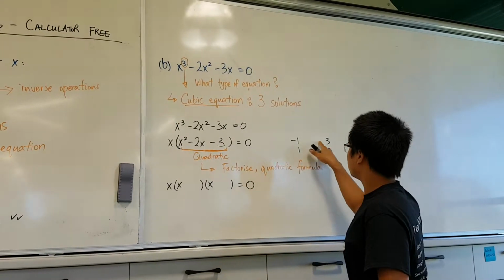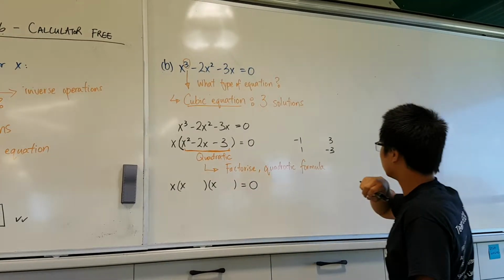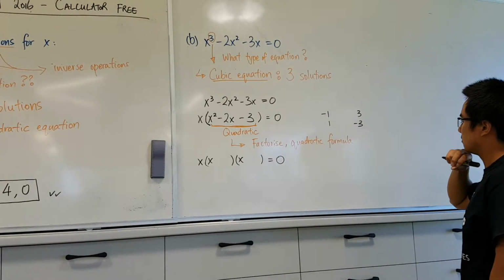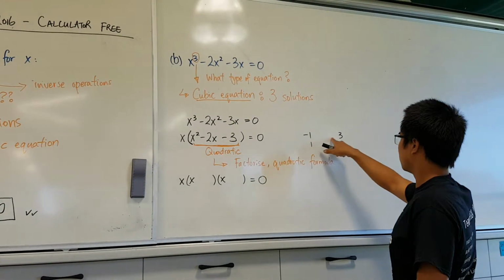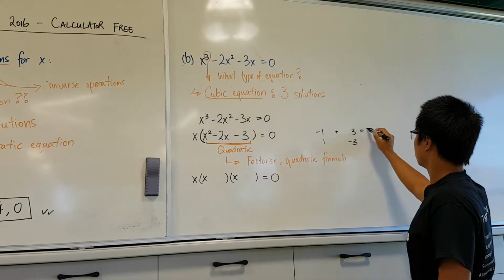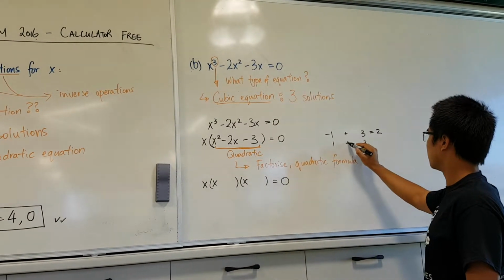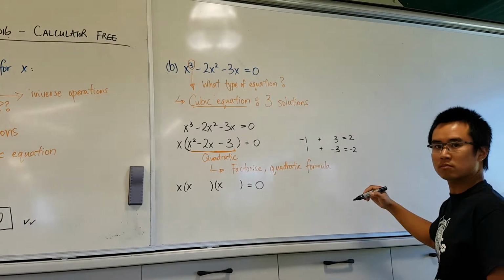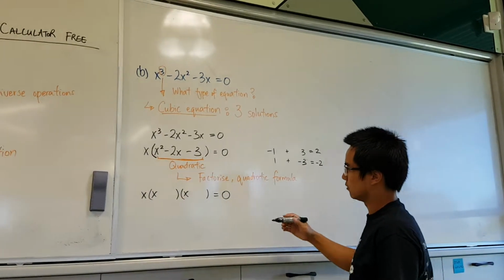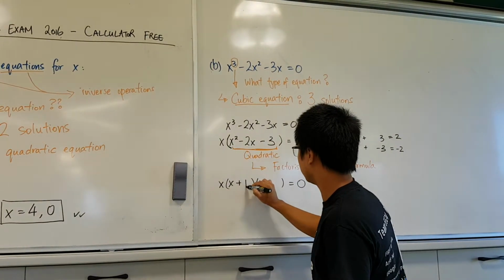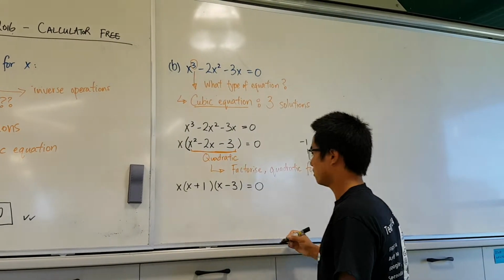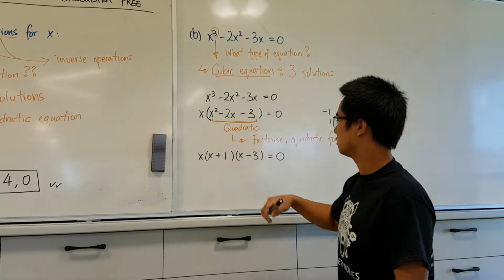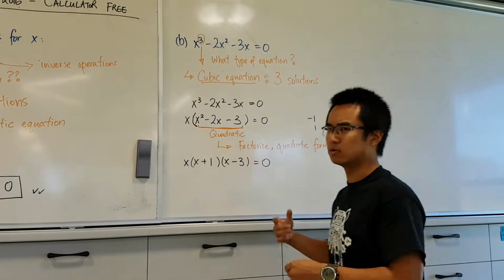So which ones add to give negative 2? The negative 1 and 3? Negative 1 plus 3 gives me 2. Alright, 1 plus minus 3 gives me minus 2. So it's the second set of factors that we need. So x plus 1 and x minus 3 is the factorization. You can check this by expanding it again using the FOIL method.